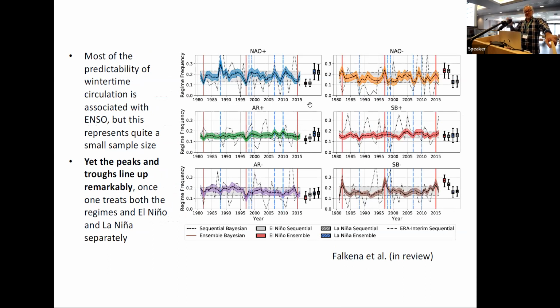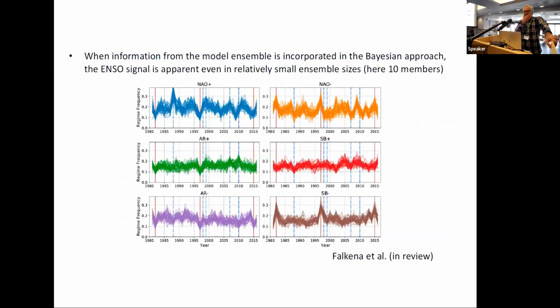So it's a pretty small sample size, but the peaks and troughs really line up. So you have confidence that it's something real. And I think, again, you have to treat La Nina separately from El Nino. If you just used an ENSO index and an NAO index, you would lose a lot of this. So I think there's some potential to try to bring some of these methods in, which can still be connected to the way that people are actually doing things in practice.